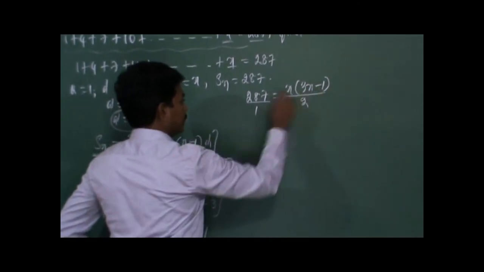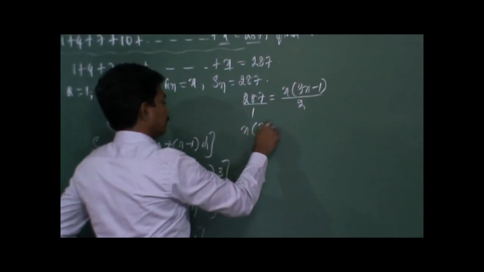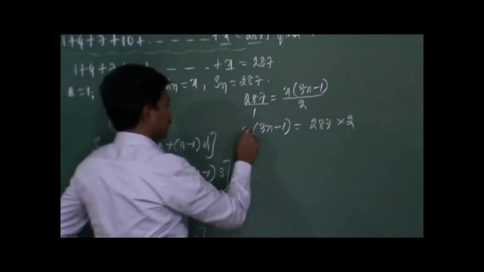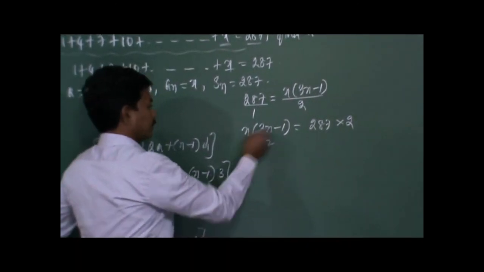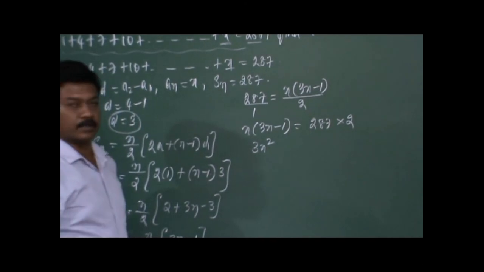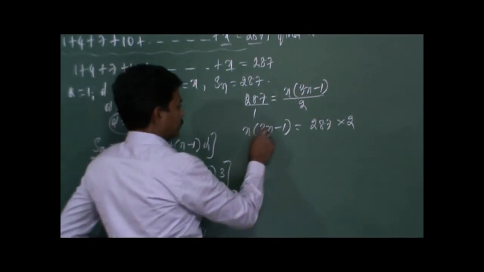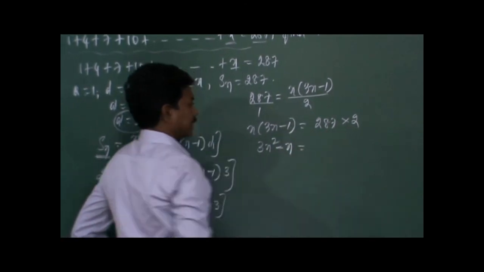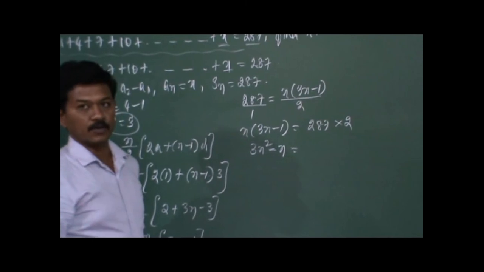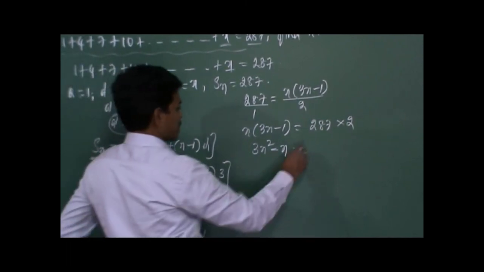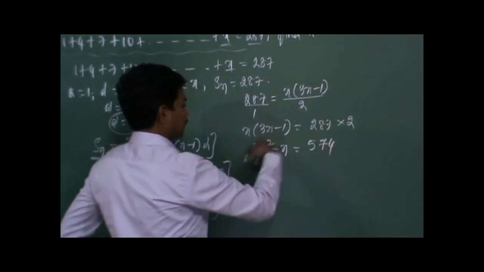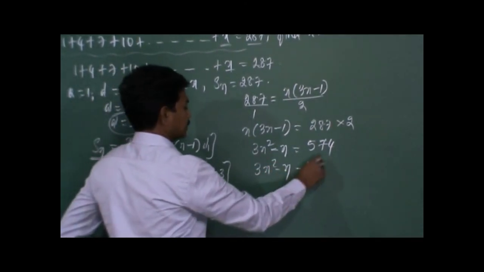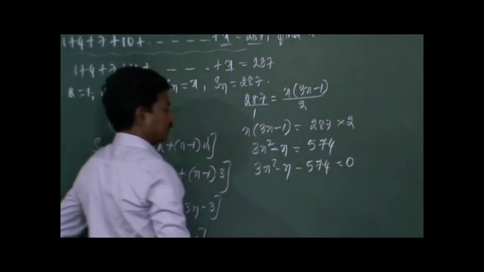n into 3n minus 1 into 1 is n into 3n minus 1 is equal to 287 into 2. So n into 3n is 3n square. We have to multiply with the sign, we have to be careful. n into 3n is 3n square, n into minus 1 is minus n, is equal to 287 into 2, which is 574. You transpose 574 to LHS: 3n square minus n minus 574 is equal to 0.